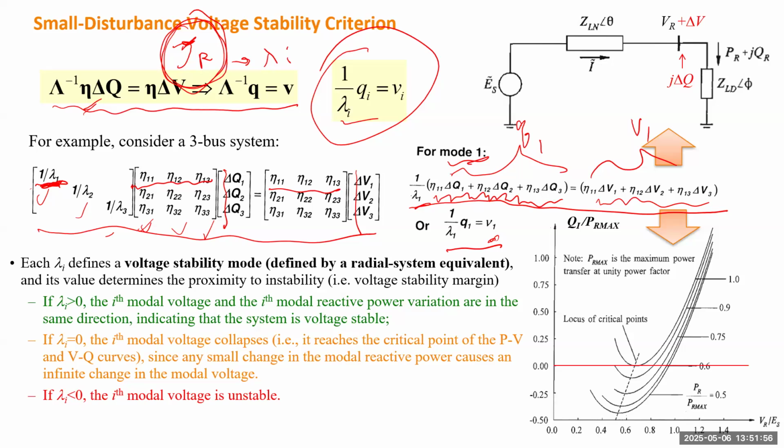You're far from any voltage stability limit. But if any lambda becomes 0 or negative, then for that specific mode, the voltage will become unstable. That mode corresponds to some radial system equivalent, which can be characterized by the radial system on that top corner. And for that case, you need to inject reactive power to improve the voltage. So you can use the VQ curve for that mode to determine how much Q you want to inject to improve the voltage.